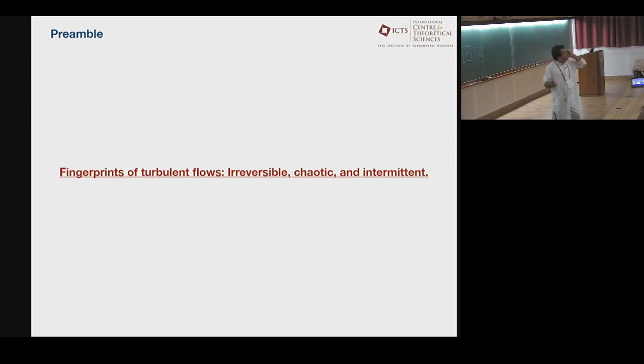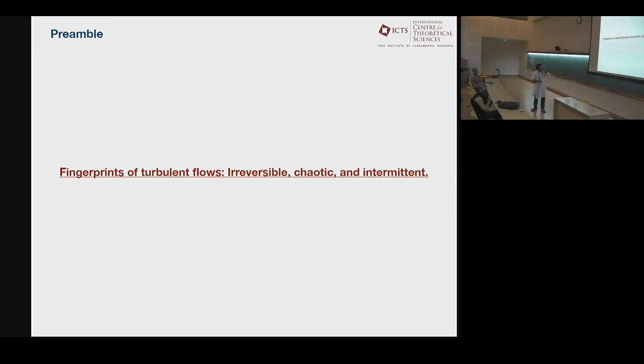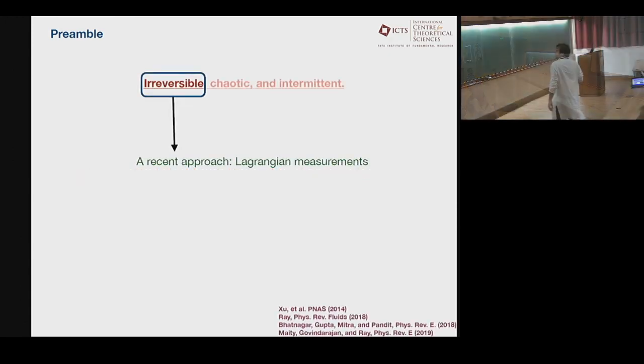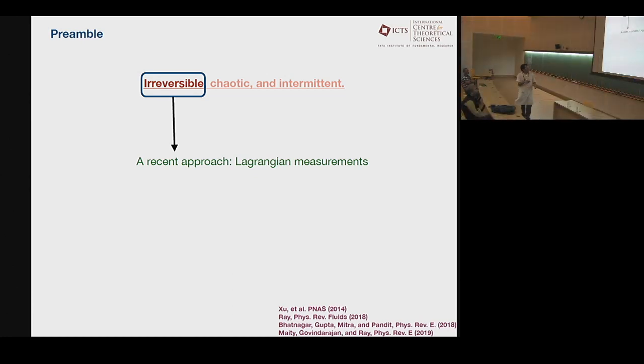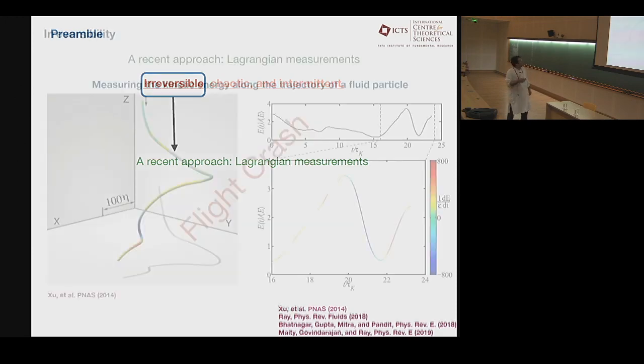As we've seen in the few turbulence talks that we've had in this meeting and before, people always talk about either irreversibility, chaoticity, or the intermittent nature of turbulence. This has been known for a while, especially in the Eulerian framework, where people have been looking at it for years. Then something new came up, a recent approach which dealt particularly with this issue of irreversibility, and this had to do with certain Lagrangian measurements which were made a few years ago.